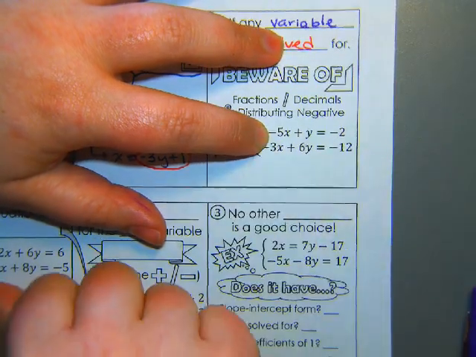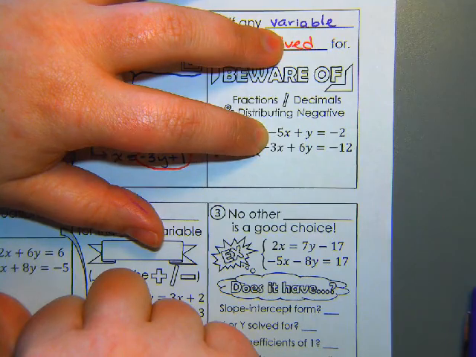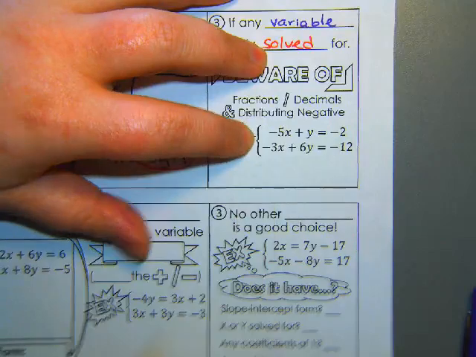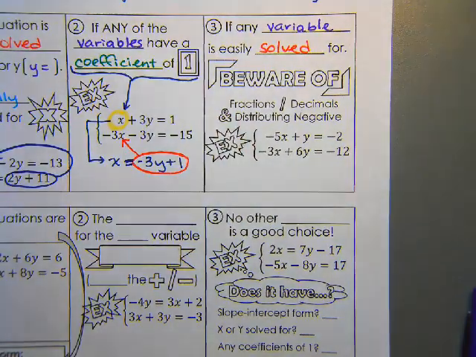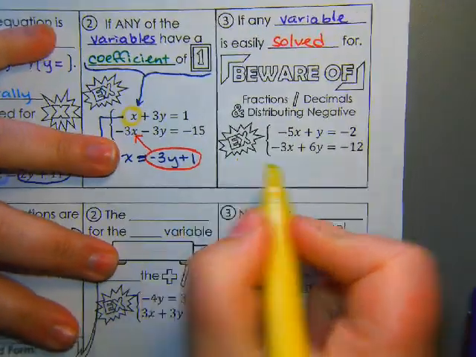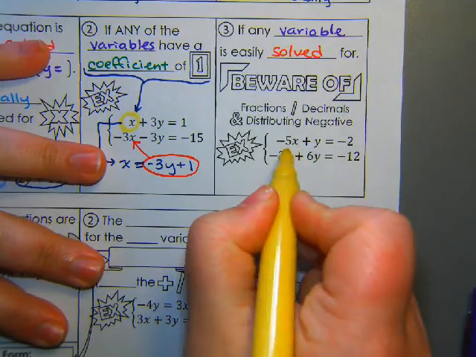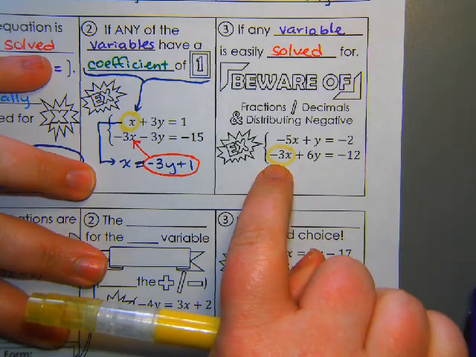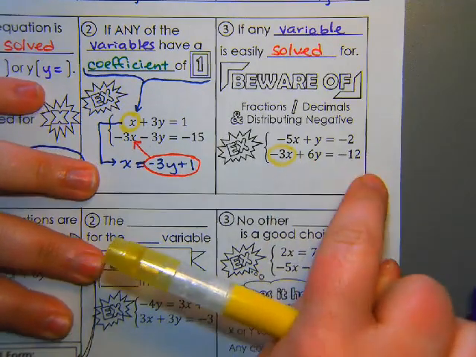But 2 divided by 5 is 0.4. Okay, then I have to deal with a decimal. So it would be easier to solve for this negative 3. So we would say that this is easily solved for because the negative 3 is going to divide evenly into those.